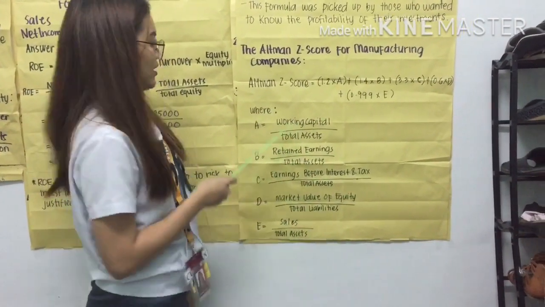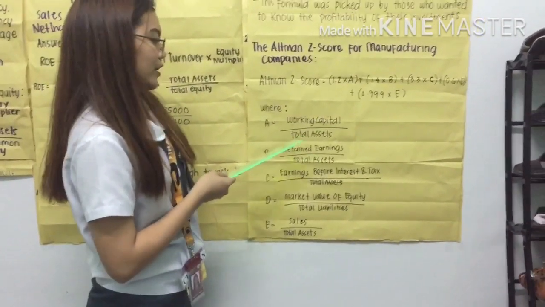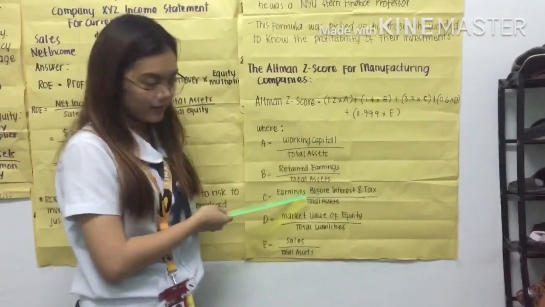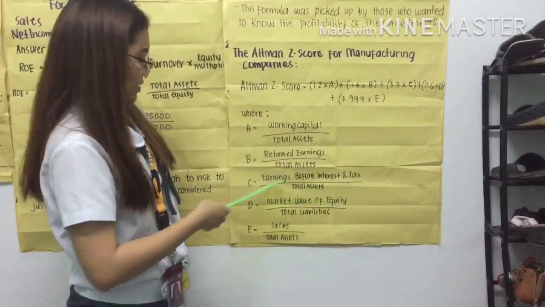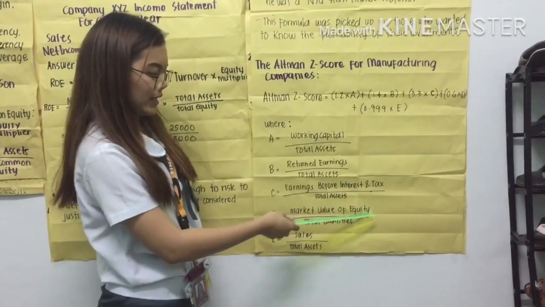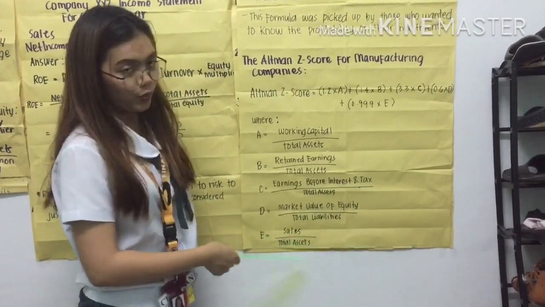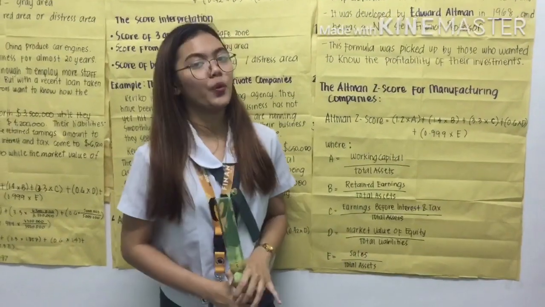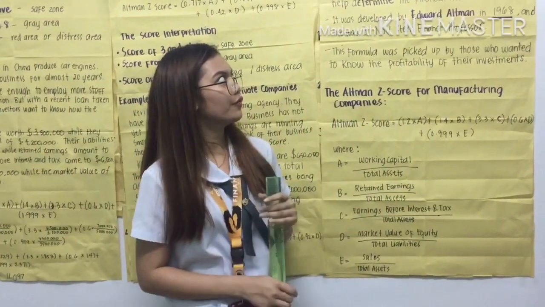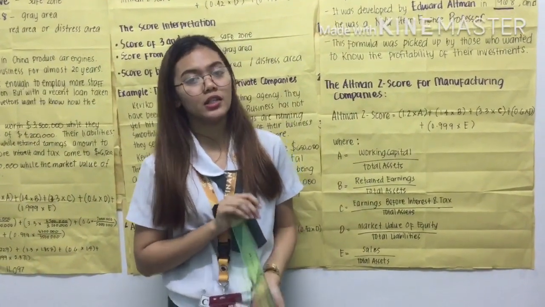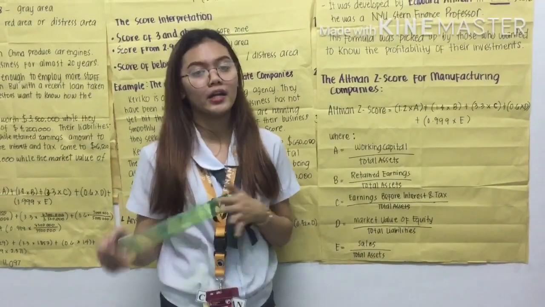They are all different. First is A, working capital over total assets. Letter B, retained earnings over total assets. Letter C, earnings before interest and tax over total assets. For letter D, market value of equity over total liabilities. And for the last is E, sales over total assets. Before we proceed to our example in the Altman Z-score for manufacturing companies, the use of the Altman Z-score is to predict the chances or the possibilities of a company that leads to bankruptcy.